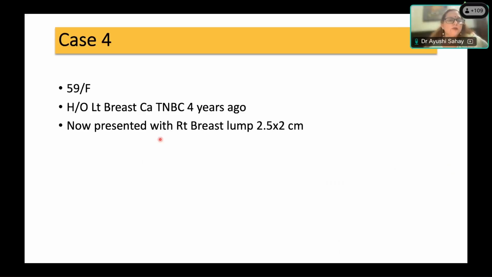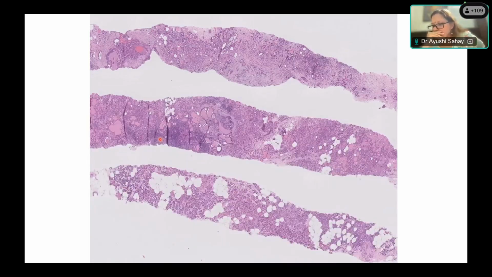So, case 4, a 59 female, again the patient already has a diagnosed case of breast carcinoma 4 years ago, which was a triple negative breast cancer. And now she has presented with a lump on the opposite side. So, we are back to Sarita. Sarita, would you like to take this?